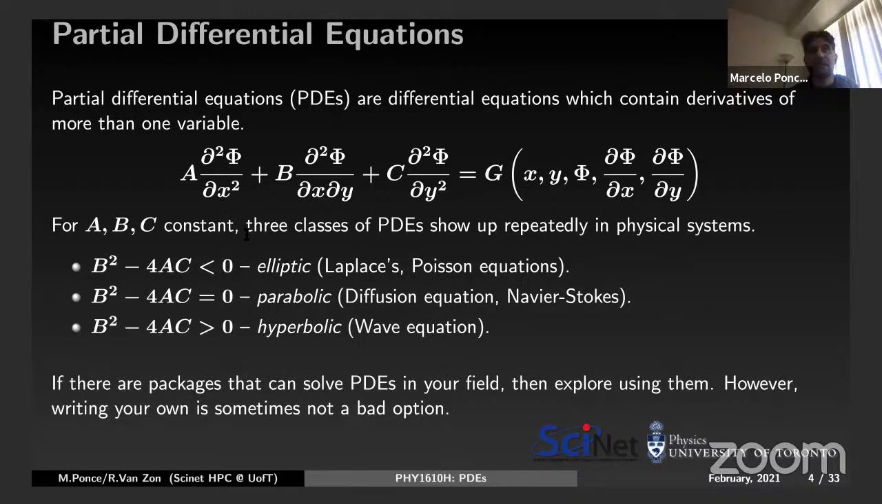What happens here is, if we look at this quantity, and we see the quantity being smaller than 0, meaning a negative value, the differential equation is called elliptic. An example of this equation is the Laplace or Poisson equations. If the discriminant is equal to 0, if the combination of these constants is equal to 0, the PDE is called parabolic. Examples of these are the diffusion equation or fluid equations described by Navier-Stokes. If the quantity is greater than 0, a positive value, the equation is known as hyperbolic. And an example of this equation is the wave equation.